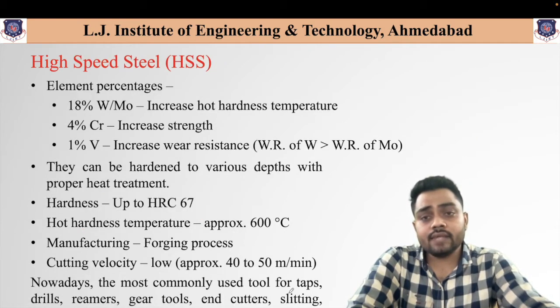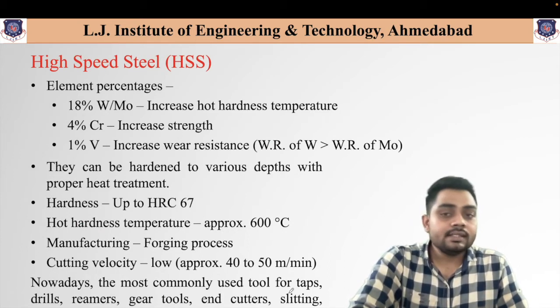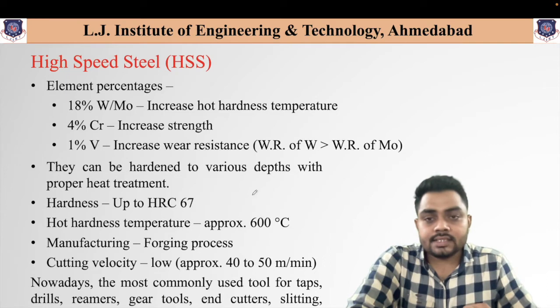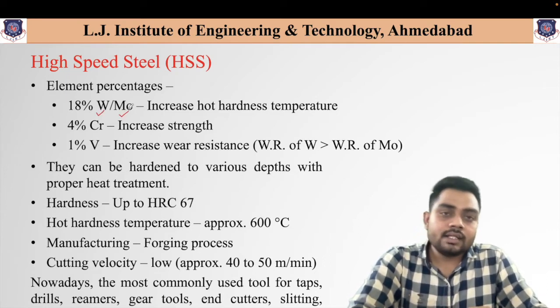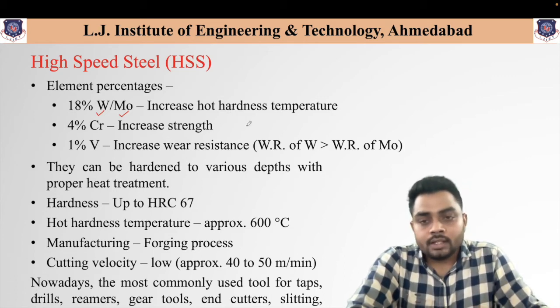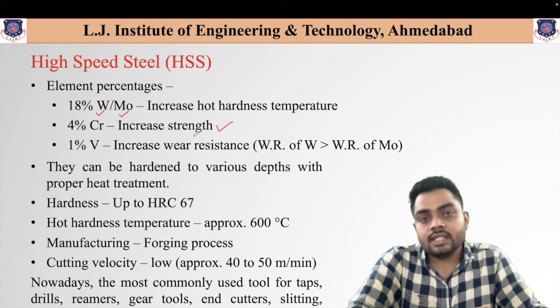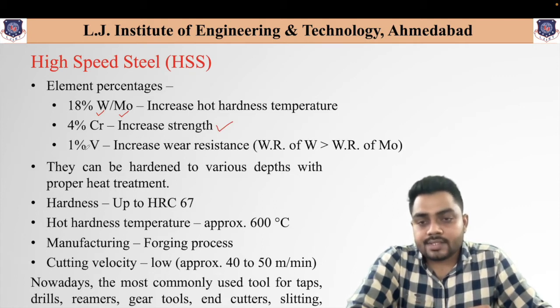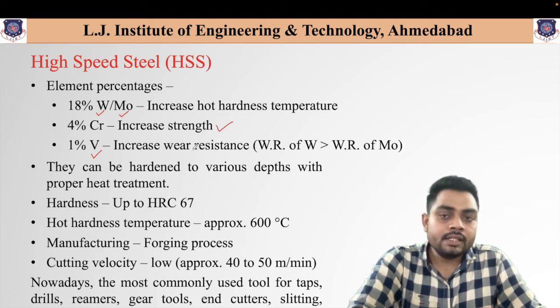Now the second tool available is the HSS, which stands for high speed steel. In this high speed steel, 18% tungsten or molybdenum is added to increase the hot hardness temperature of the tool. Second, 4% chromium is also added to increase the strength of the material. And 1% vanadium is added, which increases the wear resistance of the material.